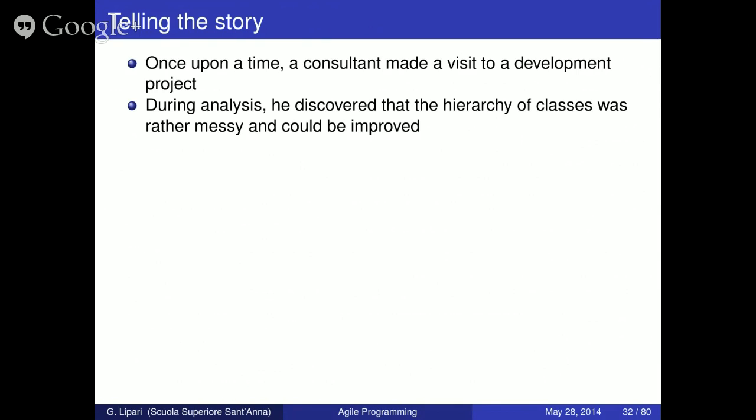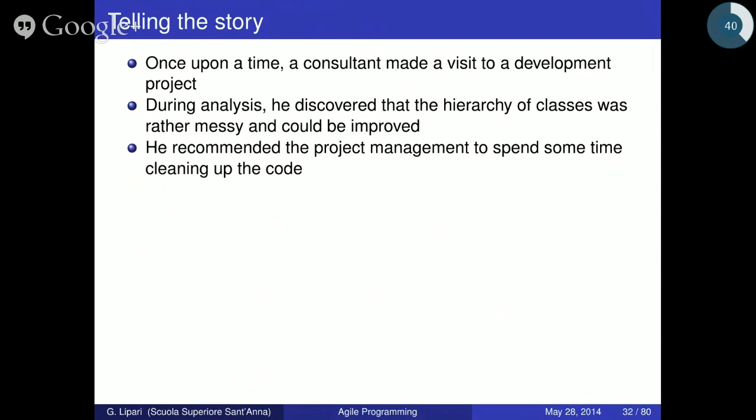And this consultant came from outside and started to do a code review. It means he looks into the source code. And he discovered that the hierarchy of classes was a mess. He could improve it a lot. So he recommended the project management to spend some time cleaning up the code. Okay, he said, let's take 2 weeks where the programmers stop adding new features and just think about how to improve the internal structure of the code.